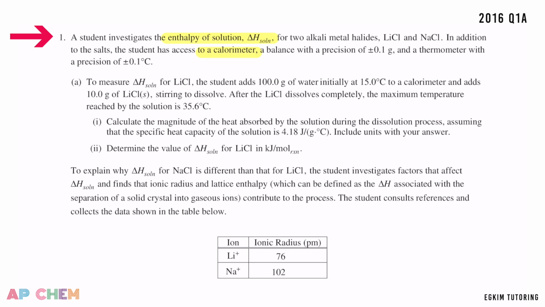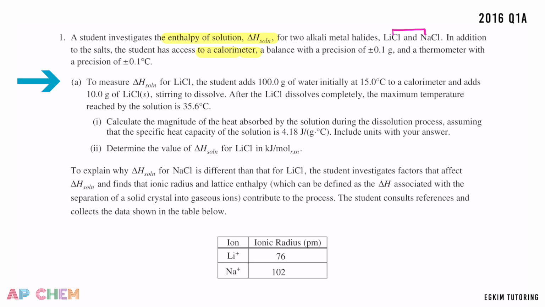So a couple things: when I see the words enthalpy of solution, delta H, and especially calorimeter, I think of one equation, which is Q equals mc delta T. So I'm guessing we're going to have to use that at some point. And also, when they're giving me two different compounds, I'm going to think that I might have to compare these two at some point.